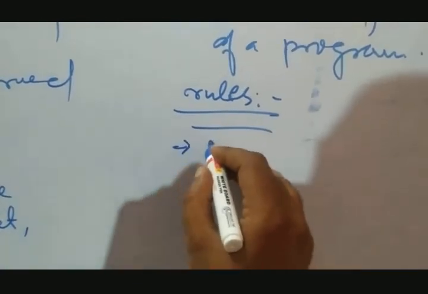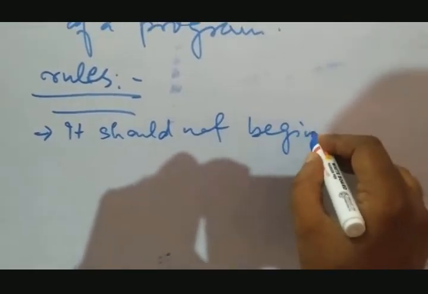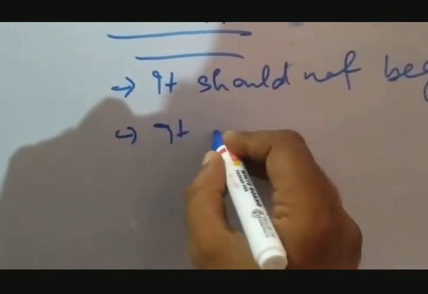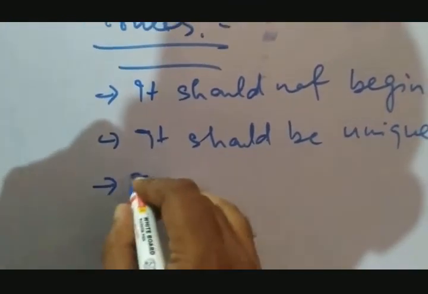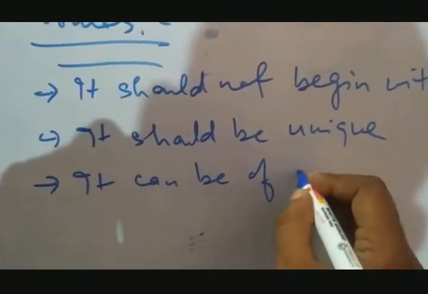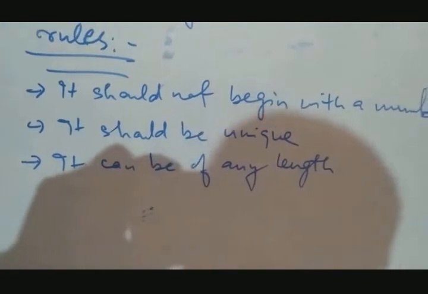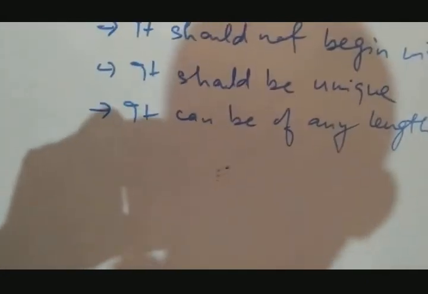First one, it should not begin with a number. That means it must start with an alphabet. Second thing, it should be unique. It can be of any length. Any length means you can use a single character or you can use more than one character.